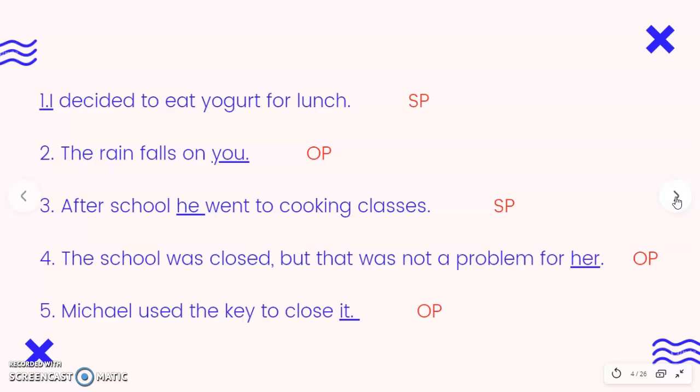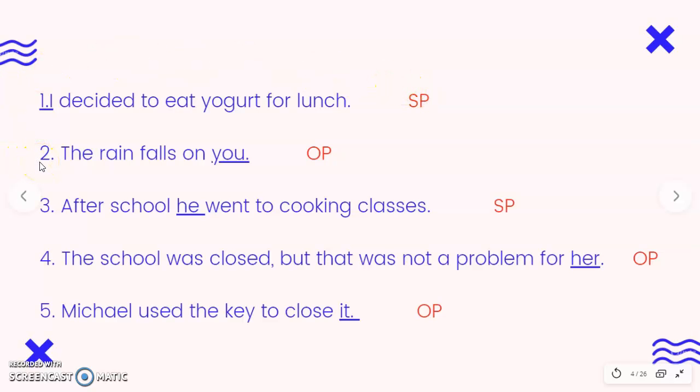Okay, let's go with sentence number 1. I decided to eat yogurt for lunch. Our pronoun is I. So, if we look at our chart, I is a subject pronoun. Okay, so that one's easy.